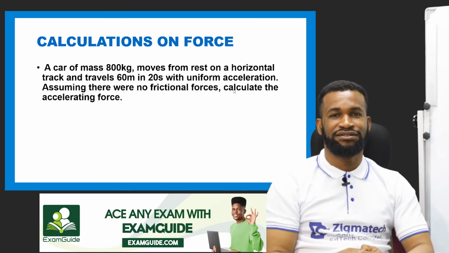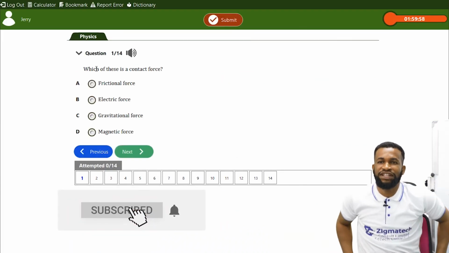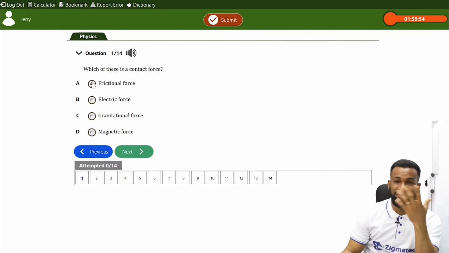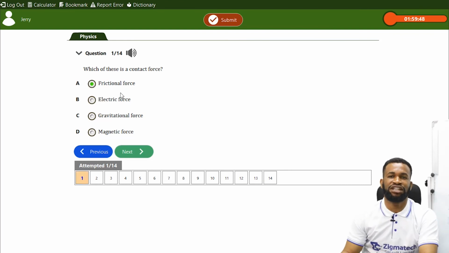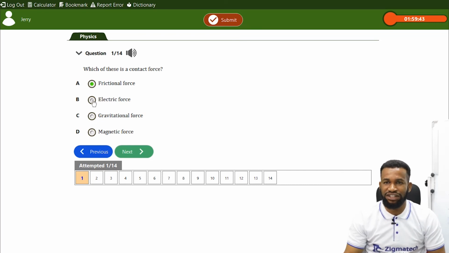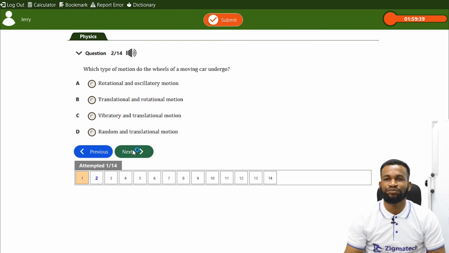Let's get started. At this point, we have this question: which of these is a contact force? Of course, remember what I listed. If you can go through the video, we have frictional force, electric force. Frictional force is the only contact force based on what I listed in the lesson, because the others do not need contact. Let's move to the second one.